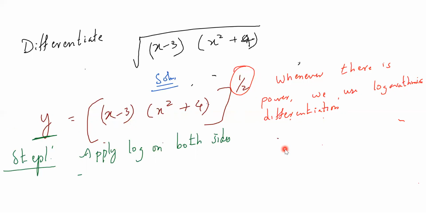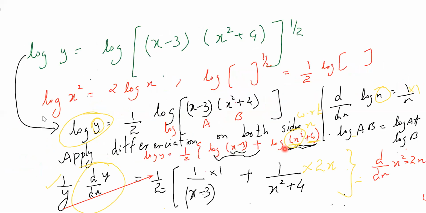Then I know a very useful formula. Log of x square is what? 2 log x. So log of something whole power 1 by 2 is what? 1 by 2 log of that something. This is my something. Correct? But I only know how to differentiate log x. Okay, differentiation of log x only I know. I don't know, there is no formula to differentiate log of AB. Log of A into B is not there.